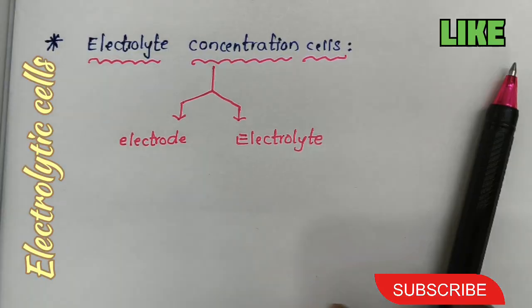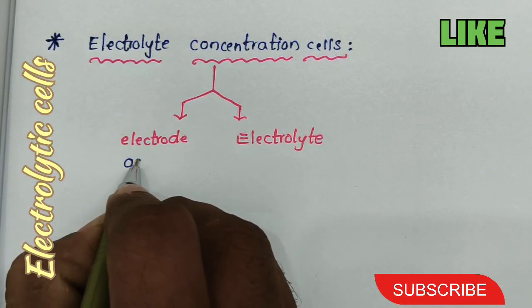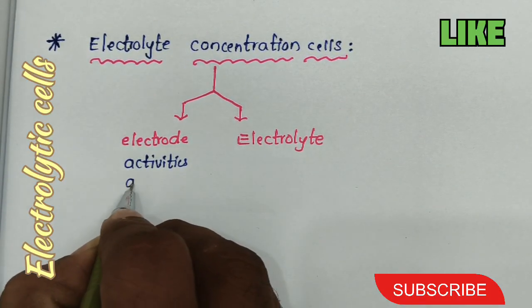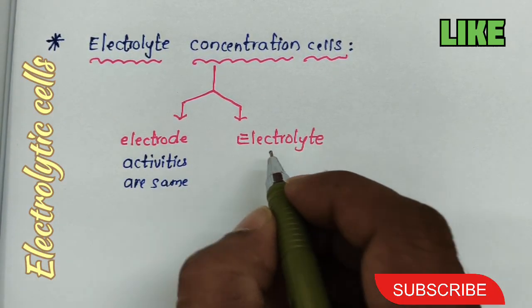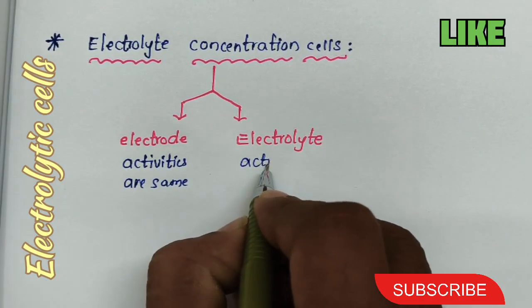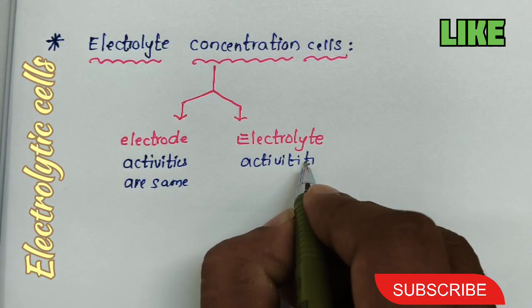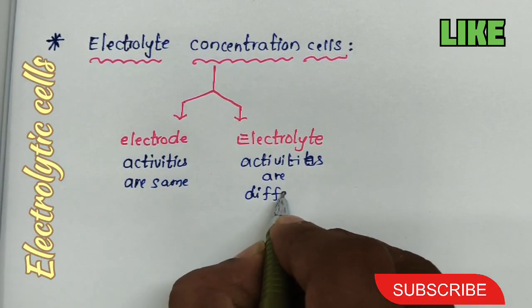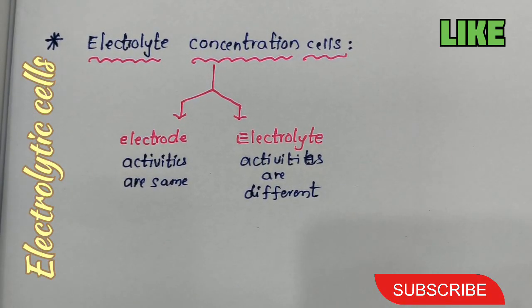Here the electrode activities are same. Here in this process the electrolyte activities are different. Okay, such kind of cells are called electrolyte concentration cells only.